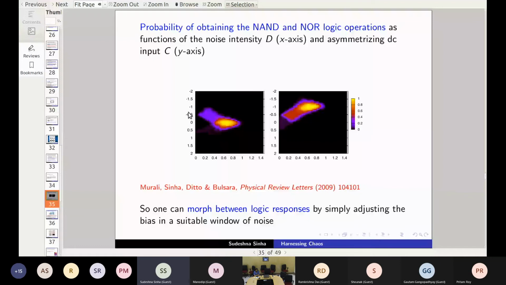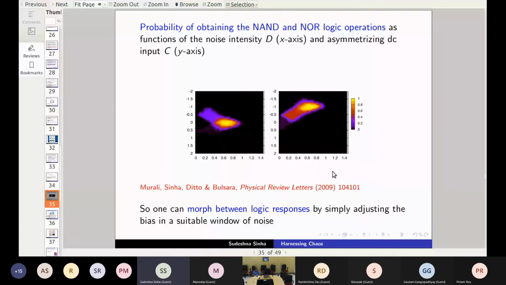And so on one side, I have given the noise. On the other side, I have put this bias. Okay, so this side is noise, the x-axis. The y-axis is that constant bias. And this one says that I operate very nicely as NAND or AND. And this says I can operate very nicely as OR or NOR. Okay, so it can just morph between these by simply adjusting this bias. Very easy to do, especially in circuits.